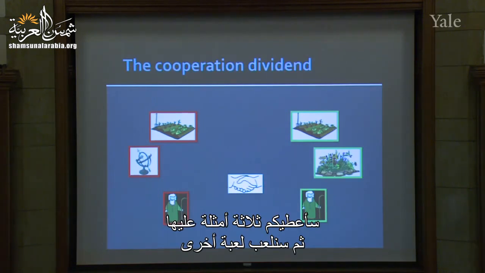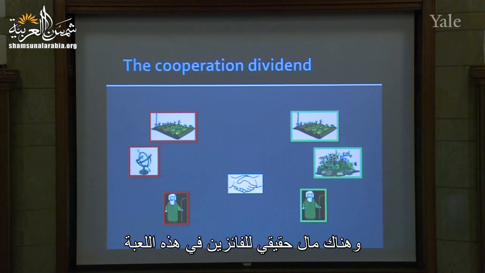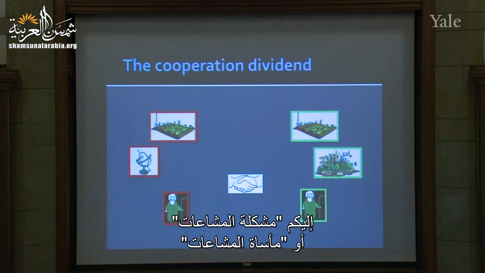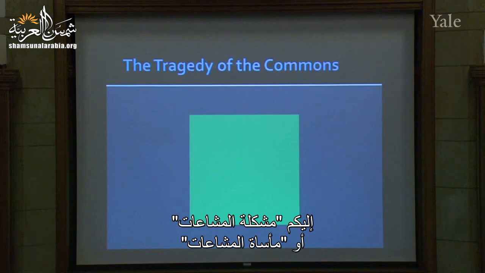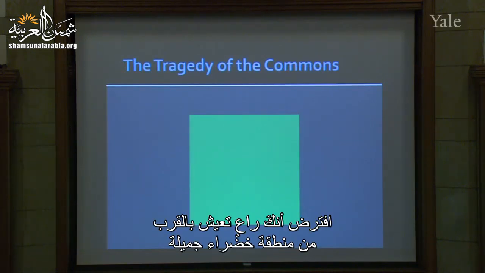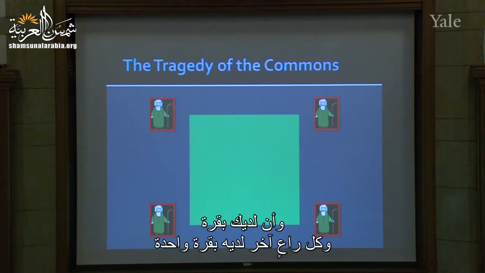And I'll give you 3 examples of that, and then we'll get to play one more game. And there's real money on the line there, though let me say I have a lot left over from the last round. So here's the problem of the commons, tragedy of the commons. So suppose you live around a beautiful green area, and you and your fellow shepherds each have a cow.